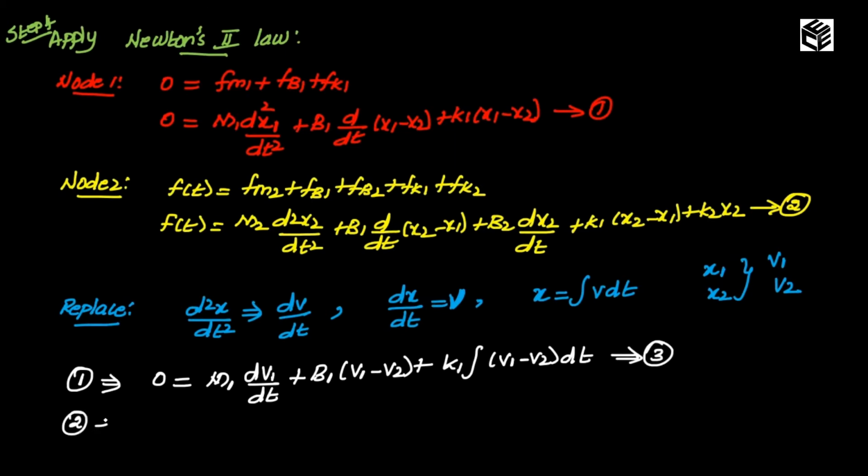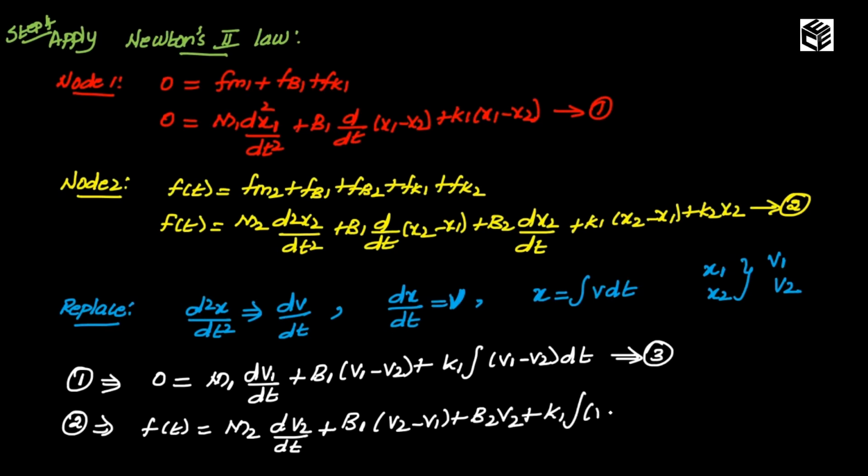Similarly, second equation becomes f of t is f of t, the same, and m2 into, so d square x2 by dt square is dv2 by dt, plus b1 expression is b1 into v2 minus v1 plus b2 into v2, correct, plus k1 into integral of v2 minus v1 into dt plus k2 into integral of v2 dt. So I'm taking this as fourth equation.